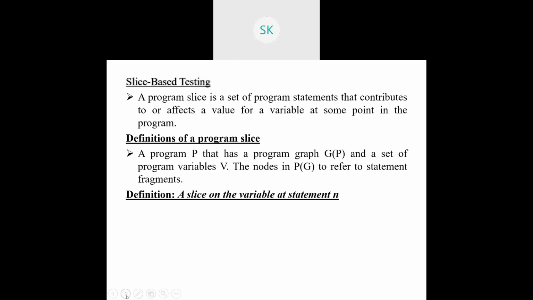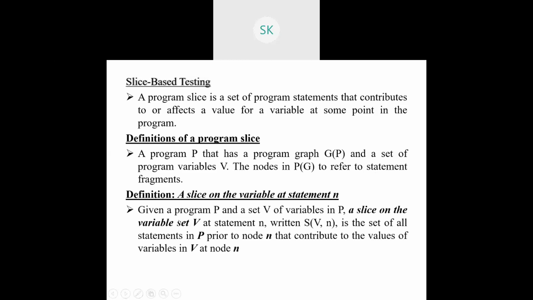Next, the exact definition comes into the picture. Given a program P, having a program graph G of P and a set of variables V in P, a slice on the variable set V at statement N, written S of P comma N, is the set of all statements in P prior to node N that contribute to the values of the variables in V at node N.